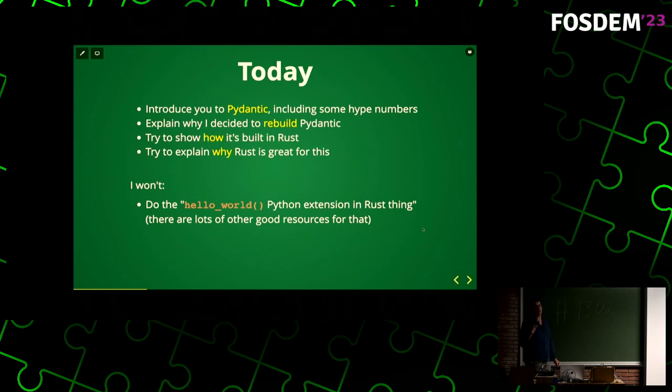What I'm not going to do is hello world, this is how you would build a Python extension in Rust. There are lots of other talks on that, they're great. And also the PyO3 documentation is amazing. So I think it's more interesting to go into a bit of depth on the challenges, the advantages, than just to do the hello world example again.